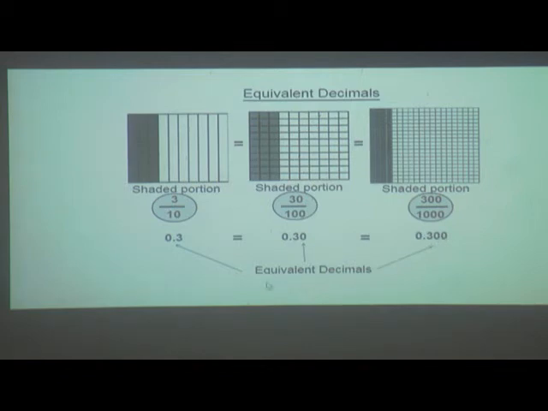The word equivalent means all are equal. In short, we can say after the decimal if the numbers are similar but the number of zeros after the decimal is less or more, the decimals are equal. That is known as equivalent decimals. So my dear students, you understood what equivalent decimals are, because already it is given with the sign of equal. So all the sheets which are given to us are equal, so we can say they are equivalent decimals.